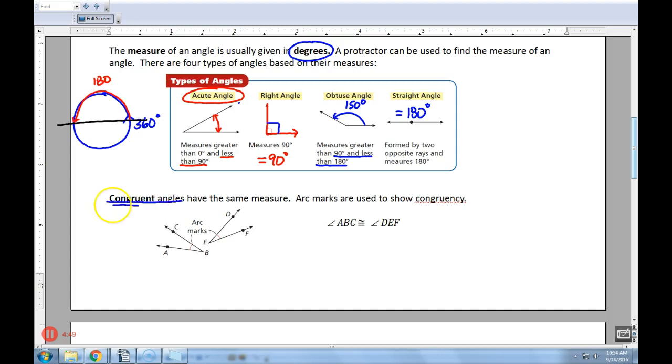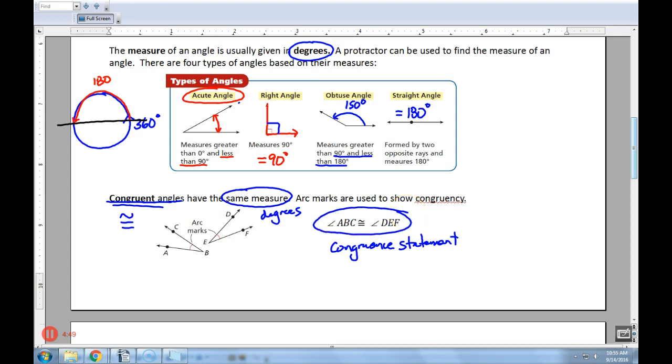Congruent angles. Yesterday we learned a symbol for congruent. It was an equal sign with a little squiggly, a tilde, above it. Congruent segments meant they had the same length. Well, congruent angles have the same measure, or the same degrees. You measure them with a protractor, and they come out exactly the same. So I could write a statement. This is called a congruence statement, where I'm stating that one angle is congruent to another angle right here.